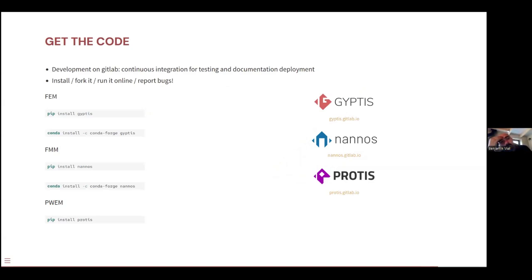So if you want to get the code, it's developed on GitLab. Everything is tested normally when you push to the repository. It's called continuous integration. And it also builds the website and the documentation automatically. So if you want to try it, install it, fork it, run it online, report bugs. I'll be more than happy to collaborate on that. For Gypsys and Nanos, it's installable with pip and Conda, which is another package manager. And for Protis, for the plane wave expansion method, it's installable by pip.